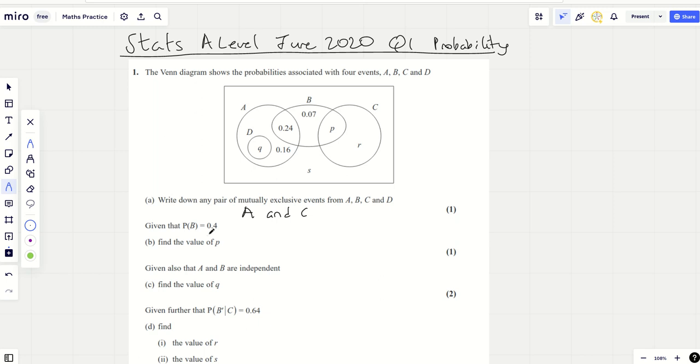Okay, P of B is 0.4. Okay, find the value of P. Well, if it's 0.4, then P must be 0.09 because that's got to add up to 0.4. P of B is the whole circle for B.